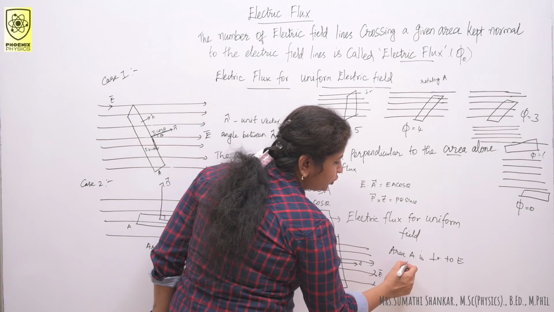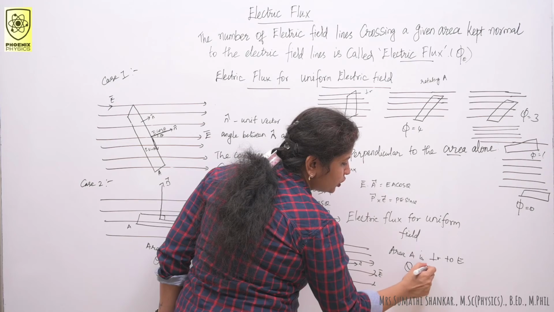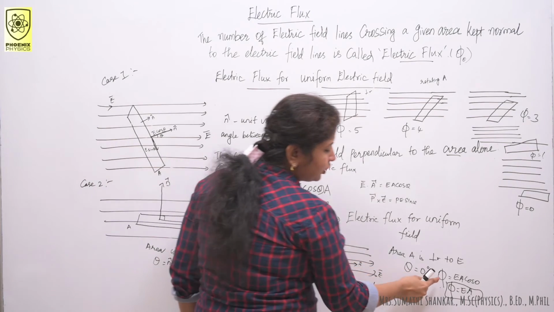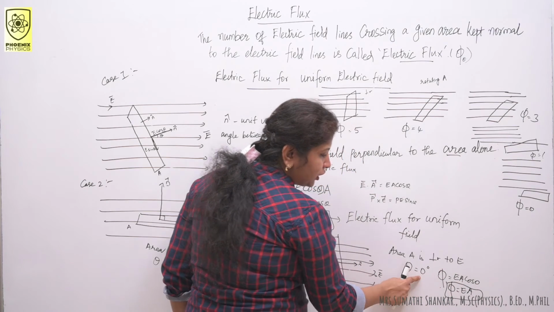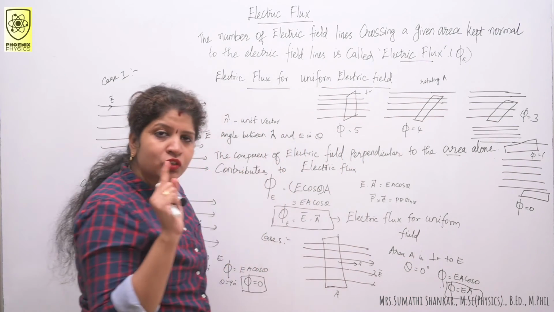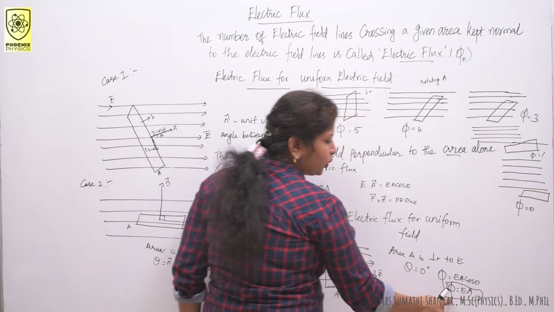Then how do you find out theta? Theta is equal to 0 degree. You know the relation: the flux phi is equal to EA cos theta. Instead of theta you substitute 0 degree. Cos 0 is 1. So phi is equal to EA.